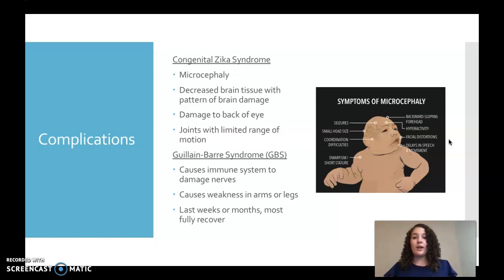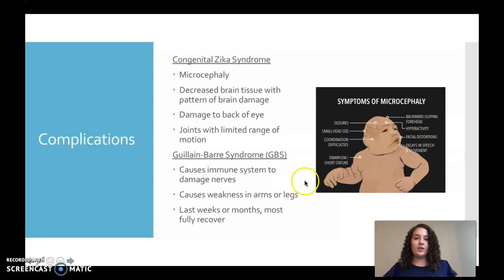Another complication that can arise from Zika virus, primarily in adults, is Guillain-Barré syndrome, GBS. This syndrome causes the immune system to damage the nerves in your own body. So this can cause weakness in the arms or the legs. It can last weeks or months, but most fully recover, though some suffer with long-term complications such as paralysis for life.